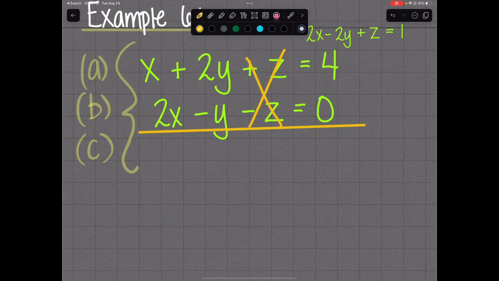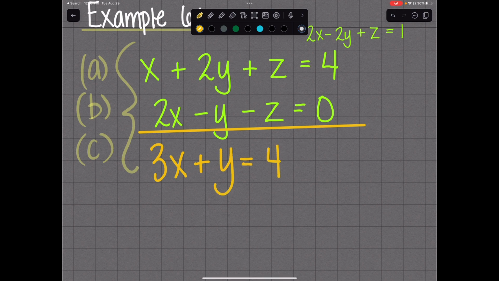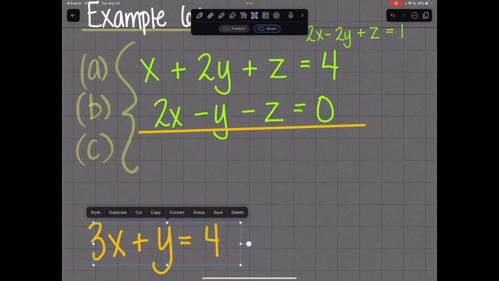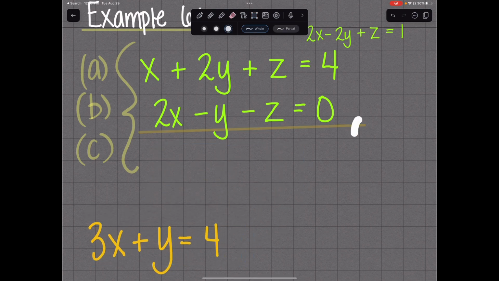The negative z and the positive z cancel out, so I'm just going to write nothing there and just add them. Starting over here, we have x plus 2x is going to be 3x plus 1y, so just y equals 4. We're going to take this equation and put it aside. Now we've got that equation. We're going to bring this other equation back.